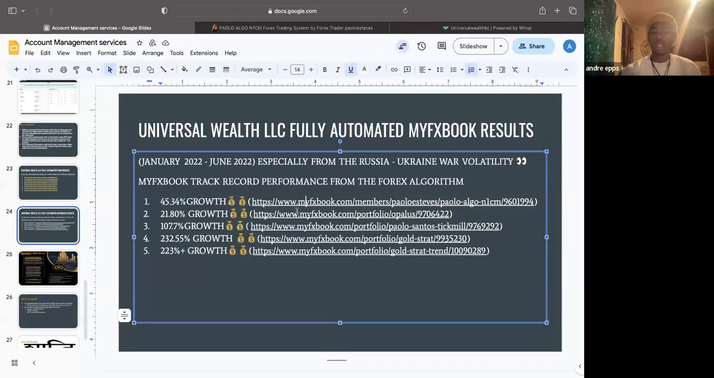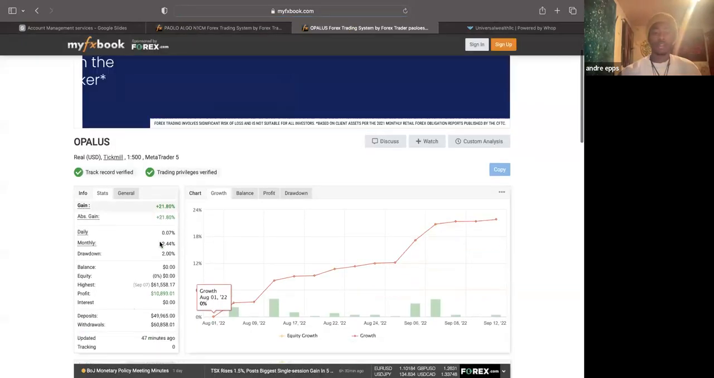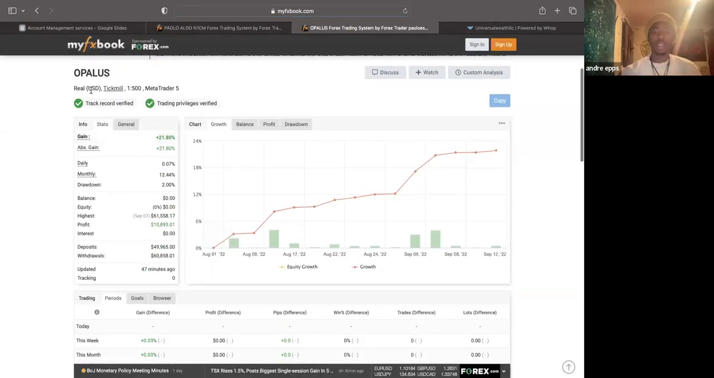Okay, so we're going to go to the next MyFXBook, which was 21.8% growth. Here we have a real account. This is one with Tickmill, another real broker. The track record is verified. The trading privileges are verified. The average monthly percent is 12.44%.